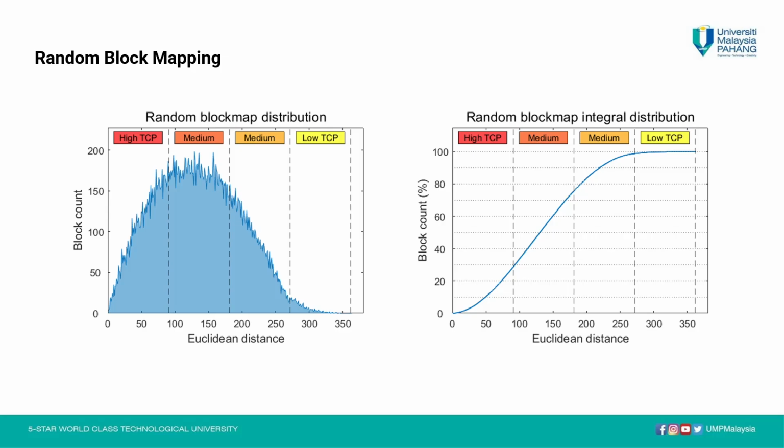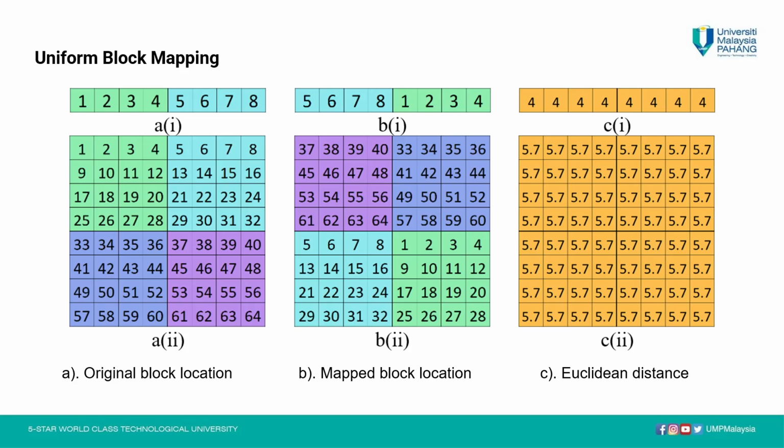Now this one is the high risk of the tamper coincident problem. So the task is how to move this high TCP, high tamper coincident problem, into the left one, into low TCP. So we propose using our new block mapping technique.